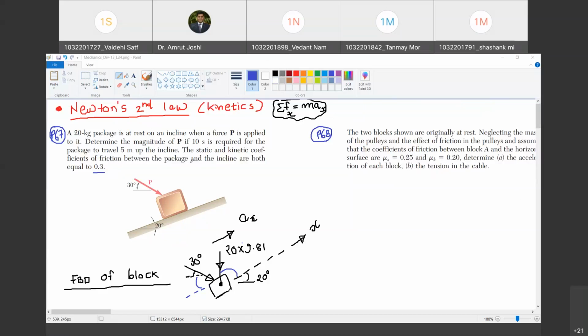Okay. So kinetic and static friction between both surfaces is 0.3. So even if the package is moving, we are going to consider the coefficient of friction as 0.3. Are you with me? Yes, sir. And 10 seconds are required with these forces for this package to travel a distance of 5 meter up the incline. That incline makes an angle of 20 degrees with the horizontal. This is the data given. Happy? Yes, sir.